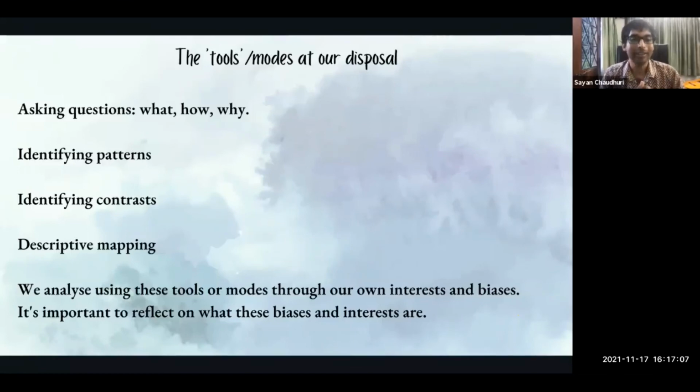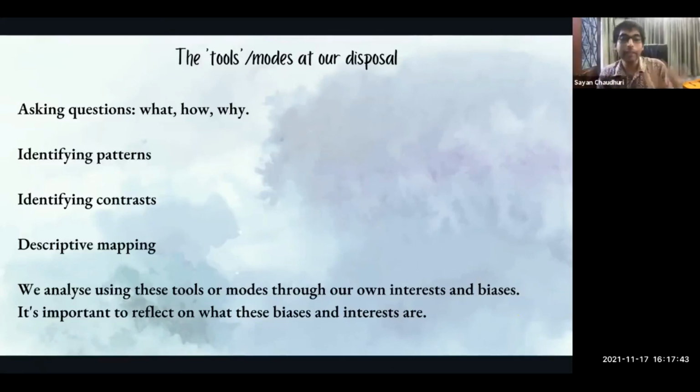Identifying patterns. And once you ask questions and start looking at elements in a sentence, then you start looking at how they play out in a longer body of text. Identifying contrasts to distinguish one type of text from another type of text, right? Let's say a thriller from a dry journalistic work. And descriptive mapping. And the mapping helps you lay down the premises and the ground on the basis of which you can.